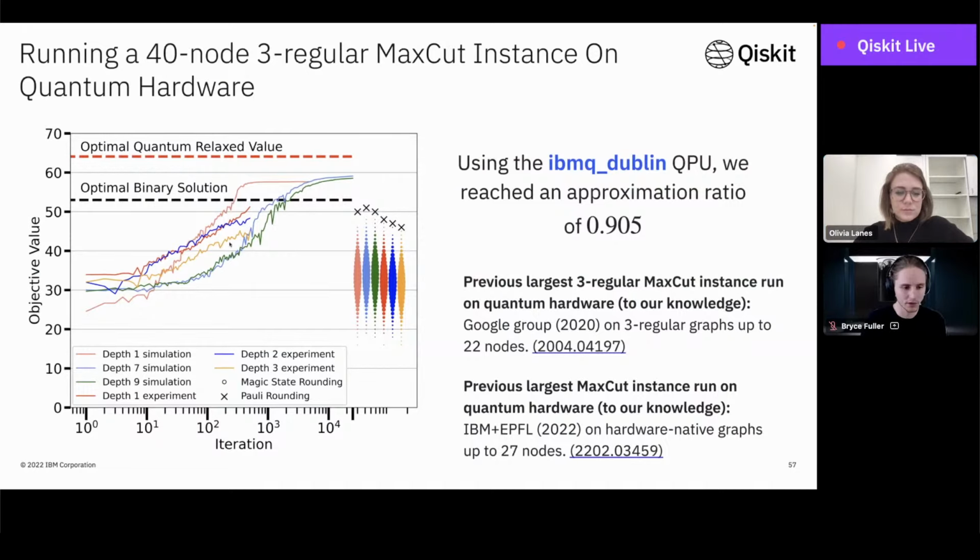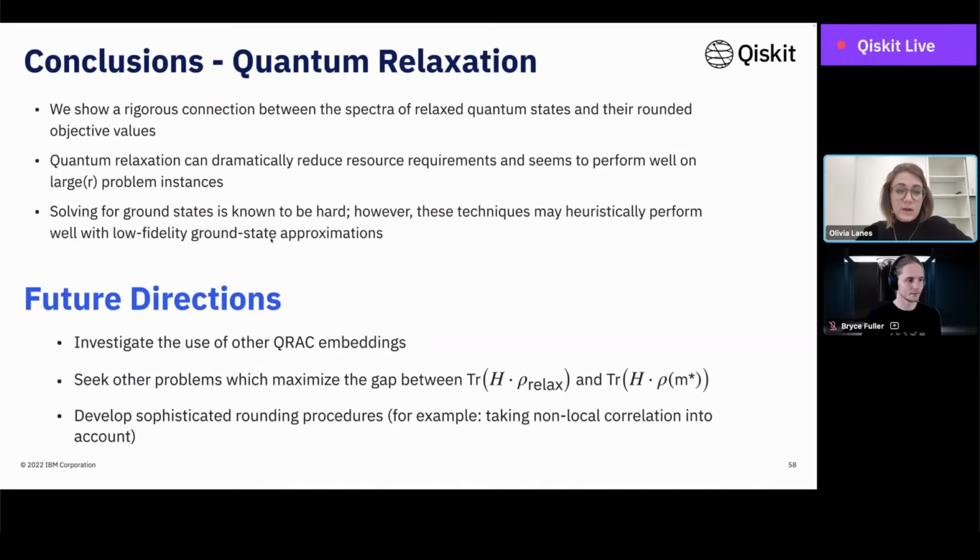Cool. All right, so I think I already talked about this slide, unless there's more questions, I can come back to it if there are. I don't think so. I think we're good to conclude.